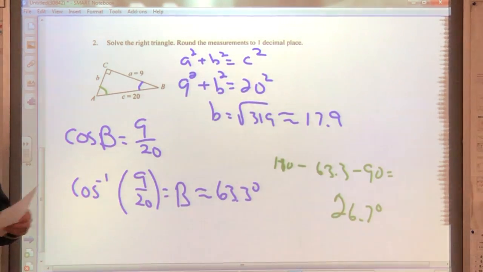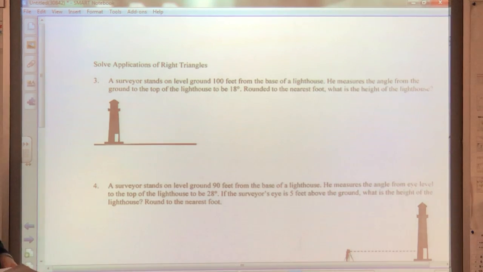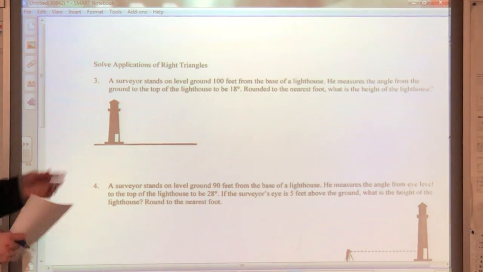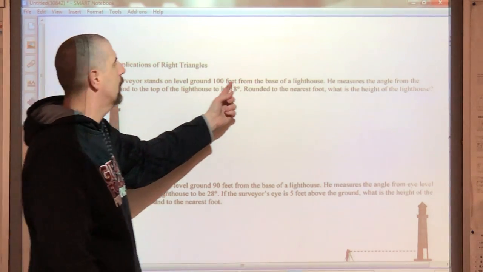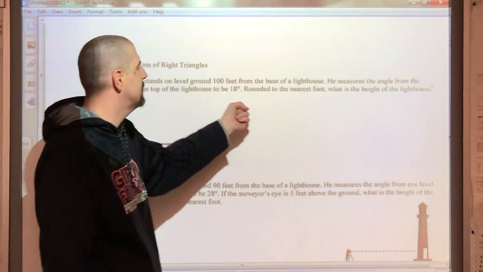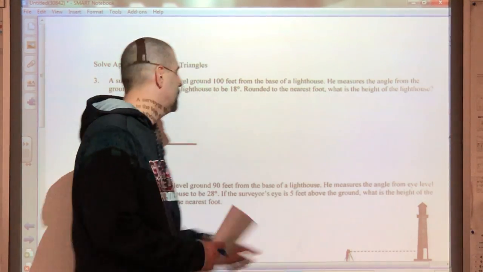All right, very good. Now we're going to get into some word problems. And again, drawing the picture helps. Sometimes I will, sometimes I won't. All right, a surveyor stands on level ground 100 feet from the base of the lighthouse. He measures the angle from the ground to the top of the lighthouse to be 18 degrees. Round to the nearest foot. What is the height of the lighthouse?